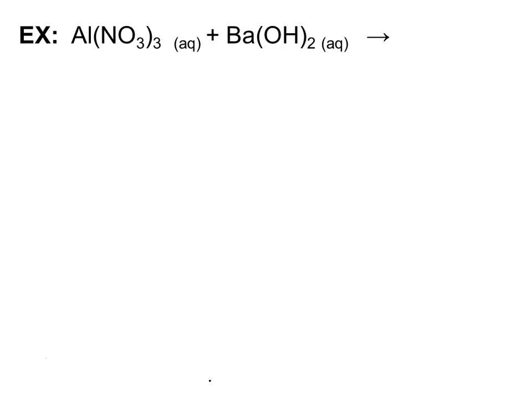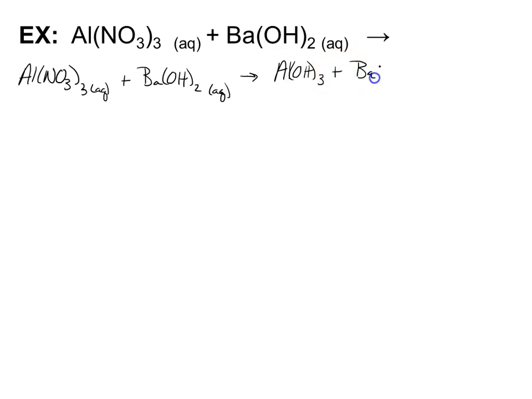So let's try another example. I'm going to rewrite this so I have a little bit more room to work. If I react aluminum nitrate with barium hydroxide, and I want to write a net ionic equation for this, the first thing I have to do is predict the products. This looks like a nice double displacement reaction, so switch up your cations and anions. It's going to create aluminum hydroxide, Al(OH)3, and barium nitrate.